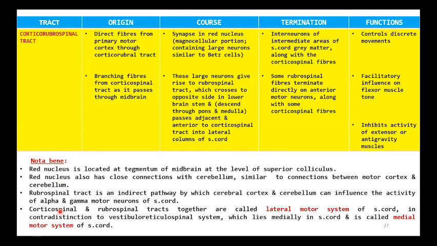Another thing that you must remember is that corticospinal tract and rubrospinal tract collectively are sometimes known as the lateral motor system of the spinal cord. So another name for these tracts is lateral motor system of spinal cord. So if a question comes like this, explain the lateral motor system of spinal cord, you should not get confused. This is the same corticospinal and rubrospinal tracts. The medial motor system of spinal cord is the other opposite one, the vestibulo-reticulospinal tract, which we will discuss later.